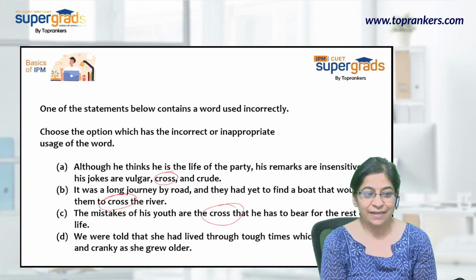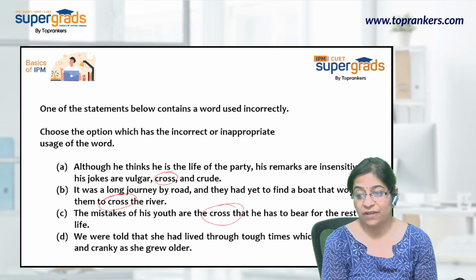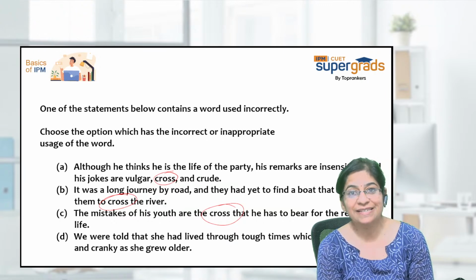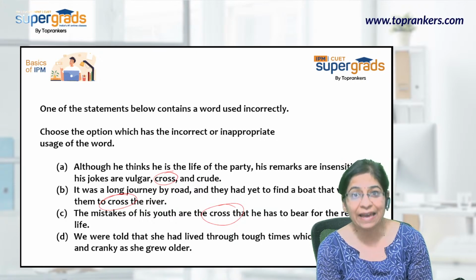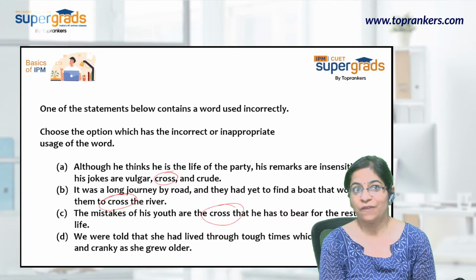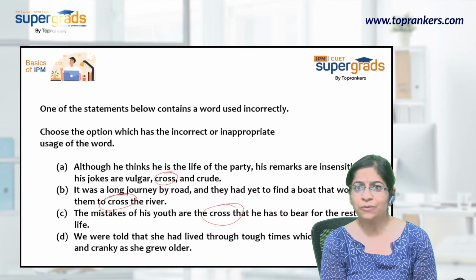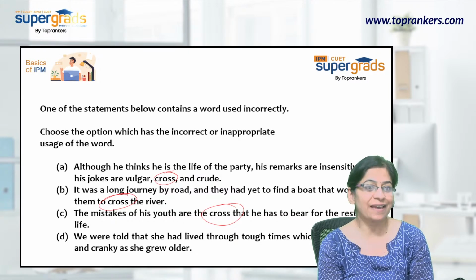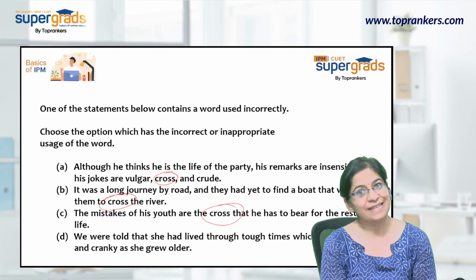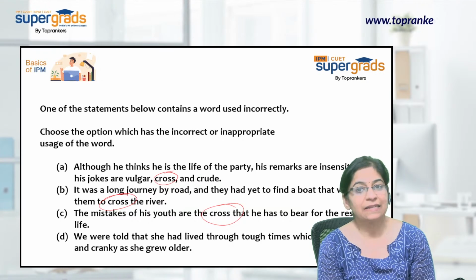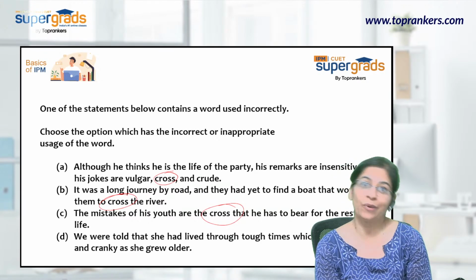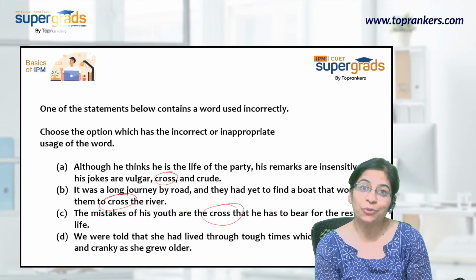So let's start with sentence D. This says, we were told that she lived through tough times, which made her cross and cranky. Now, if somebody's cross, it simply means somebody's angry and somebody's annoyed. So if your mom says, okay, I'm cross with you today, she simply means to say that she's angry with you today. Cross means angry. That means the usage in sentence D is right. That is, it is not the answer. The sentence which will have the wrong usage will be the answer.